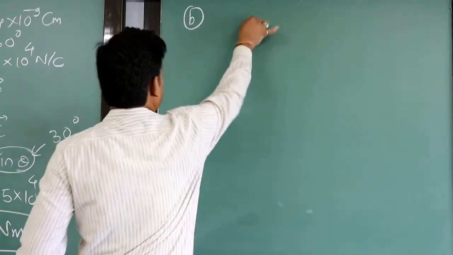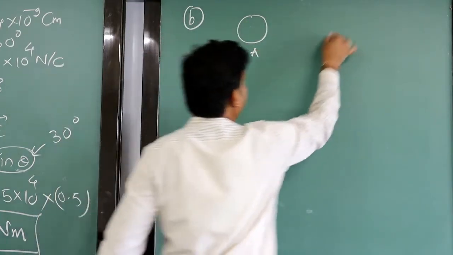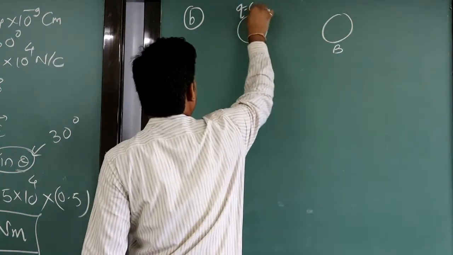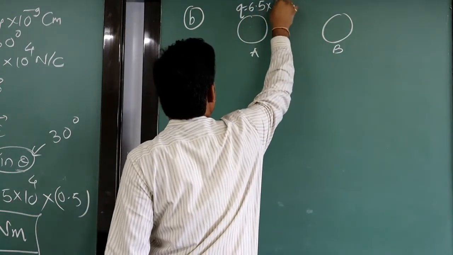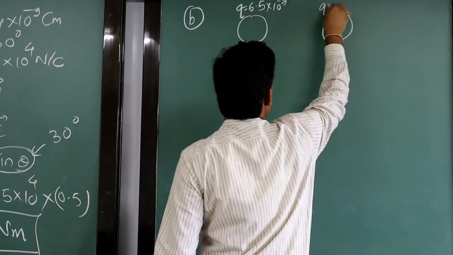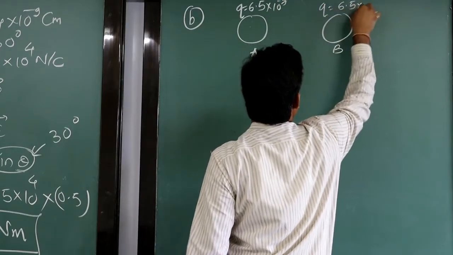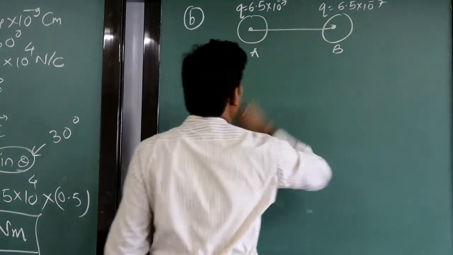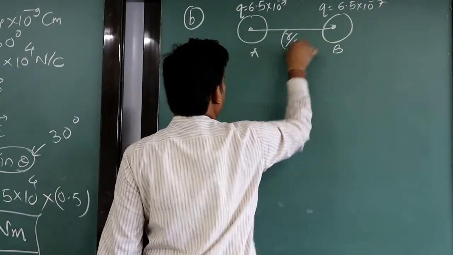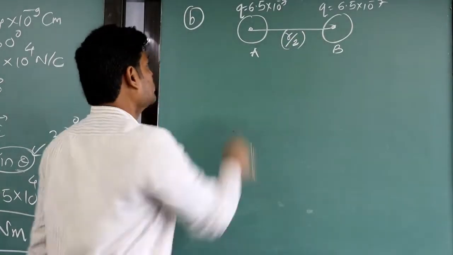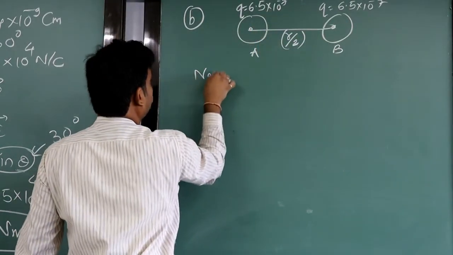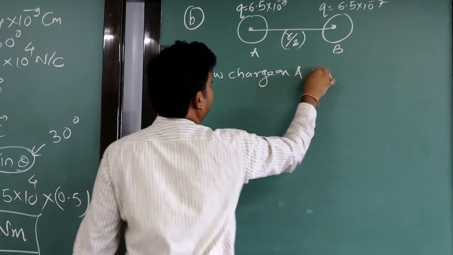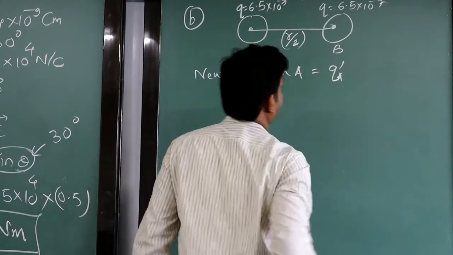See what we have. Suppose we have sphere A and sphere B, right? Charge on the sphere is Q equal to 6.5 into 10 to the power minus 7 Coulomb, that we have studied. That is Q equal to also 6.5 into 10 to the power minus 7. The separation between them is half, meaning R becomes R by 2. The new charge on A, suppose Q A dash.